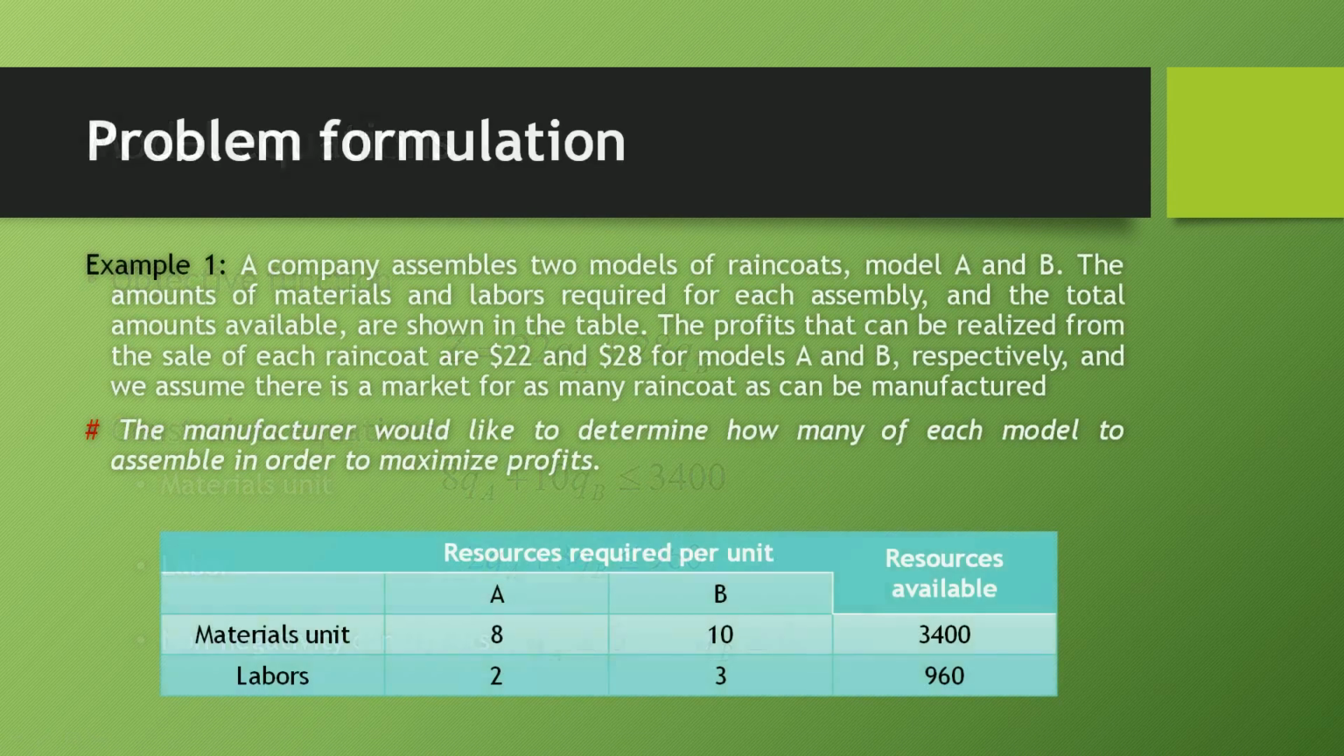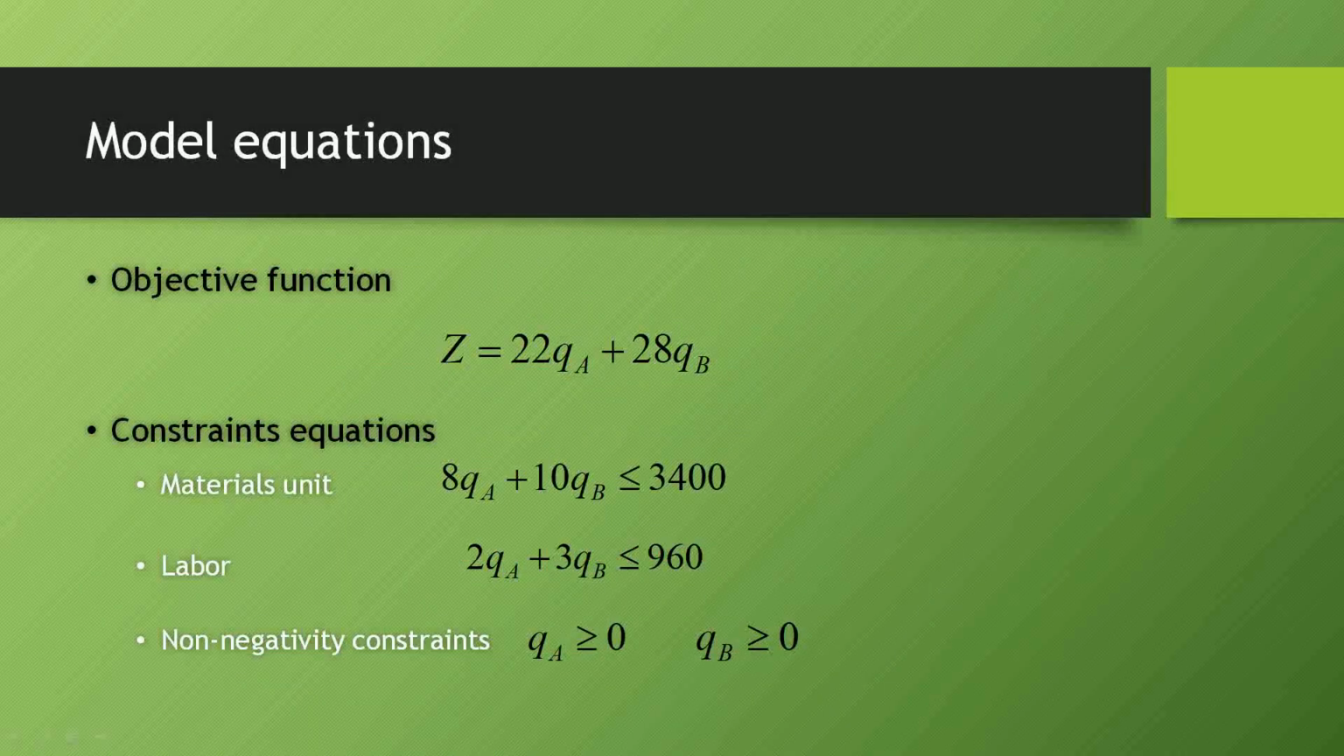Now we have labor. We need 2 labor units to make a raincoat of model A and 3 labor units to make a raincoat of model B, and we have 960 labor units available. So the equation will be 2QA plus 3QB less than or equal to 960. The non-negativity constraints will be QA greater than or equal to 0 and QB greater than or equal to 0. Now we will solve this problem using the graphical method.